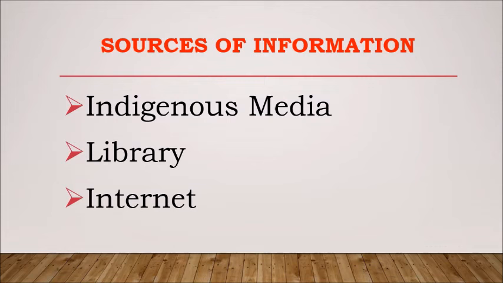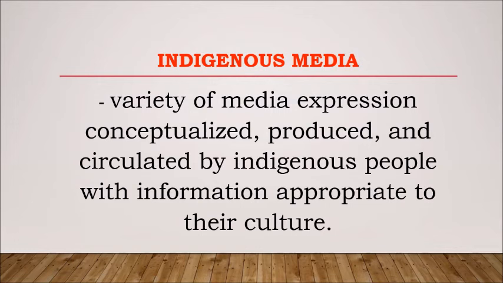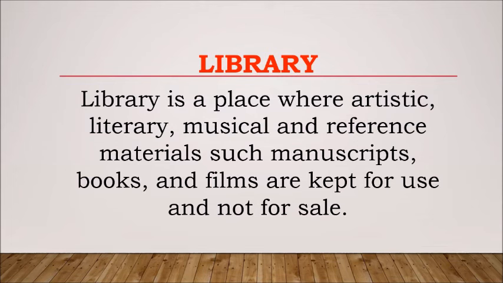And now let's move on to the sources of information. There are three different sources of information: indigenous media, library, and internet. Let us discuss them one by one. Let's start with indigenous media. Indigenous media can be defined as a variety of media expression conceptualized, produced, and circulated by indigenous people with information appropriate to their culture. It includes cultural preservation, cultural and artistic expression, and political self-determination. Next is the library, a place where artistic, literary, musical, and reference materials such as manuscripts, books, and films are kept for use and not for sale. That is the second source of information.